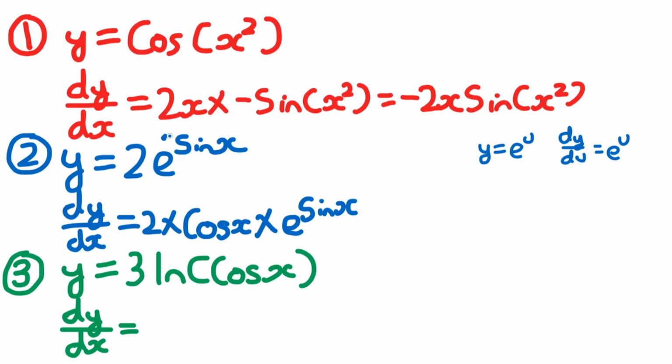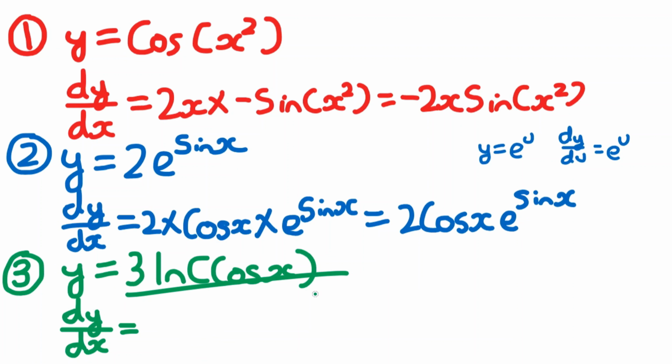If it was something like e to the power of 2 sin x, for example, then this 2 would come down here like that. But because this sin x is like this, and this is the inner function, this does not come down when you're differentiating the outer function. And therefore, if you simplify this, this is equal to 2 cos x e to the power of sin x, like this here. And then for the third one, 3 times the natural log of cos of x.